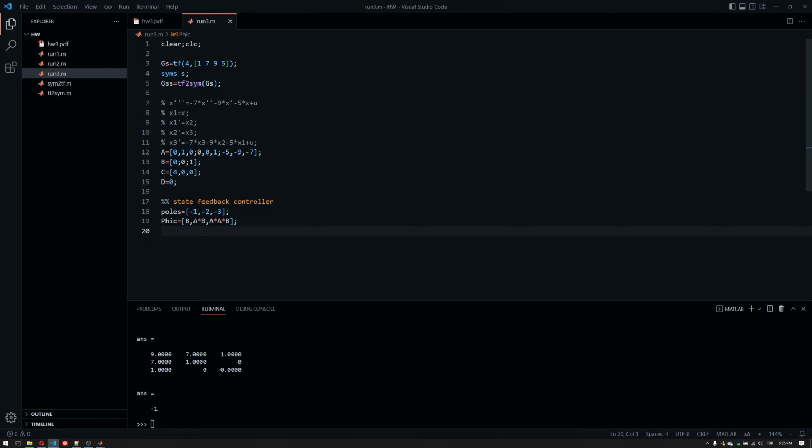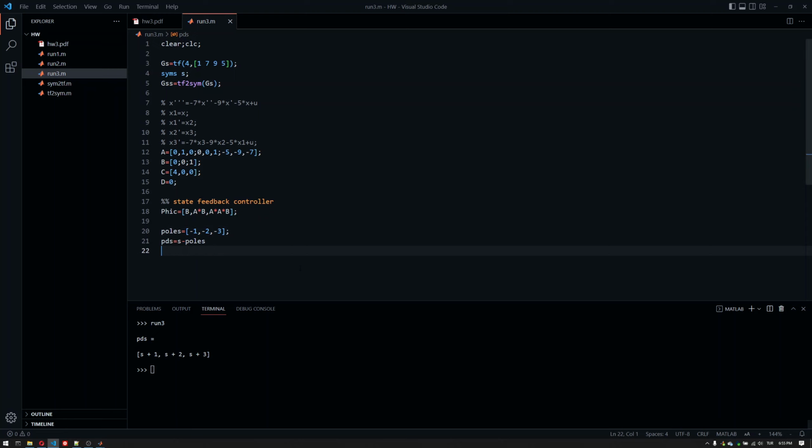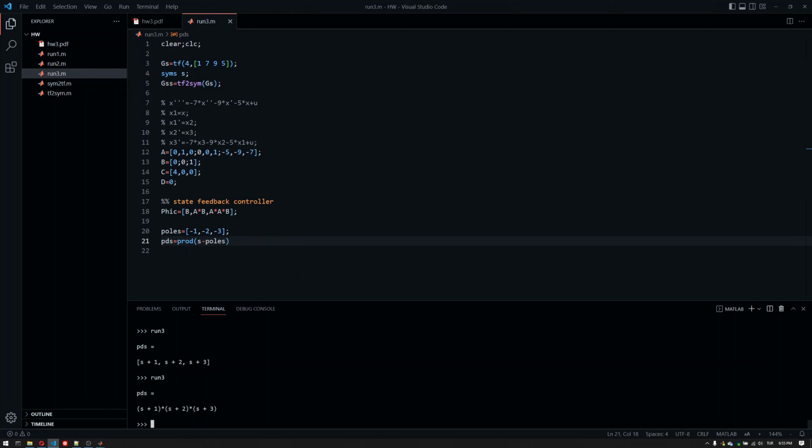Now, what if we have basically poles? The first step is to use these poles in order to come up with a polynomial that would be the desired polynomial here. So we need a PDS here. So how can I do this? Well, if I do S minus poles, let me just do that. I would get this. And if I use prod, I guess, I'm not sure, I'll see, we get the product of it. So this is quite nice.